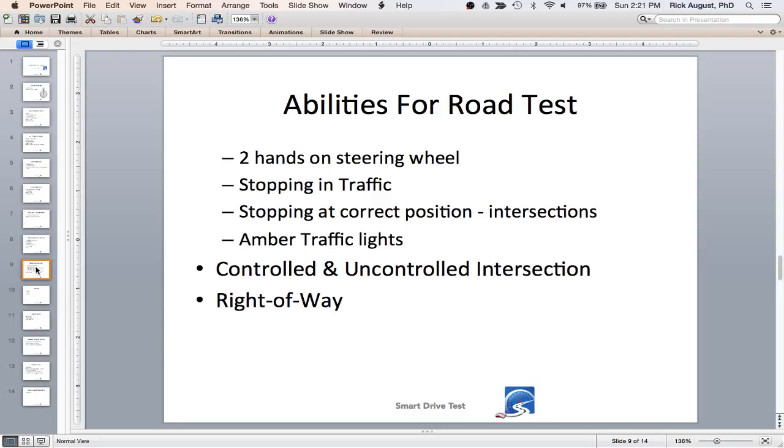And just repeating what I said at the beginning, a controlled intersection is a yield sign, stop sign, or traffic lights. And then the other part that you have to demonstrate on a road test is who has the right of way, and whether you can give the right of way, and whether you can go when you need to go, determining gap and safe margin of space and those types of things.